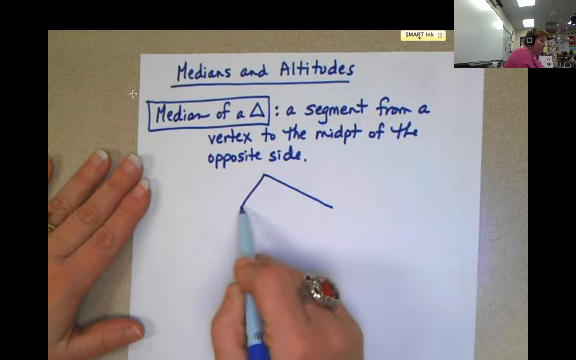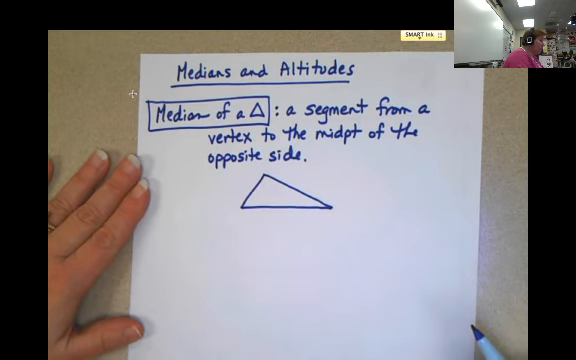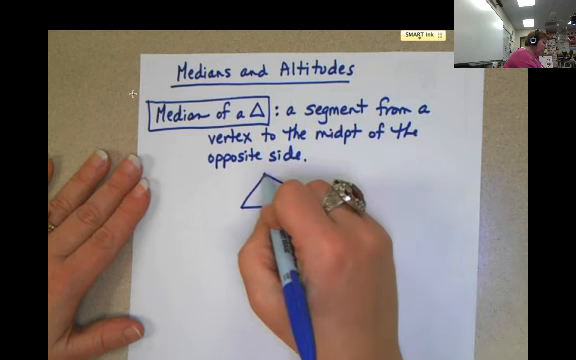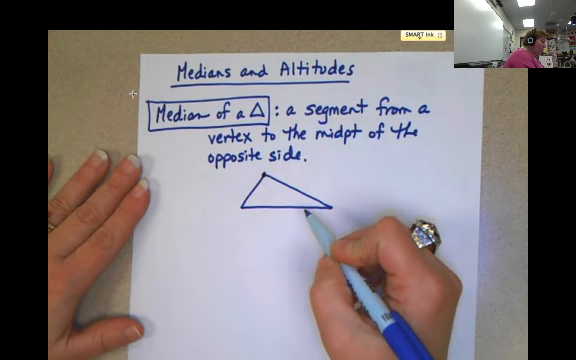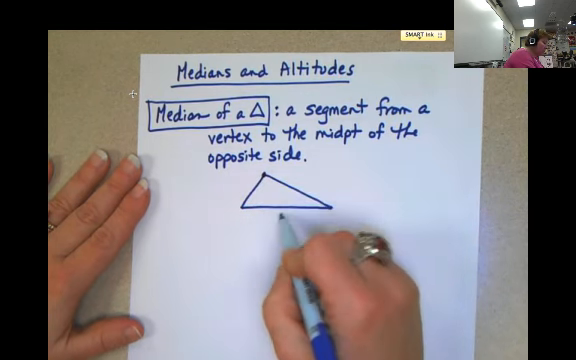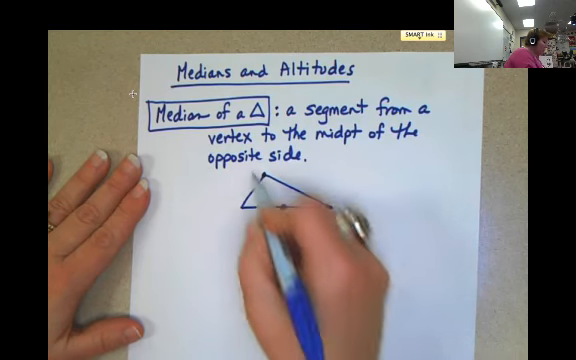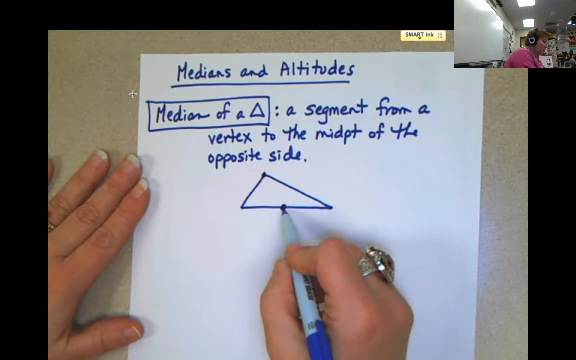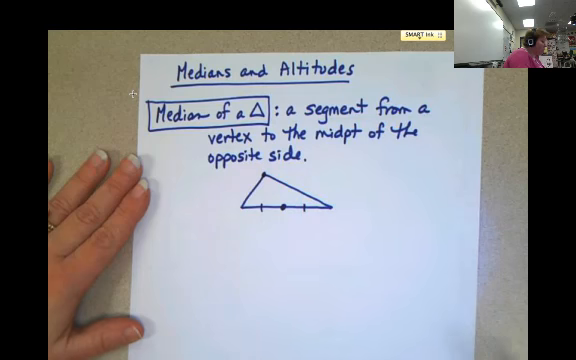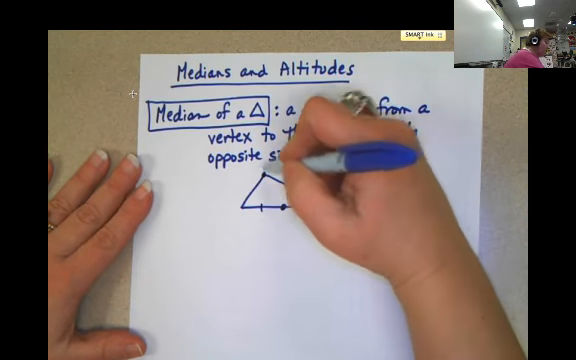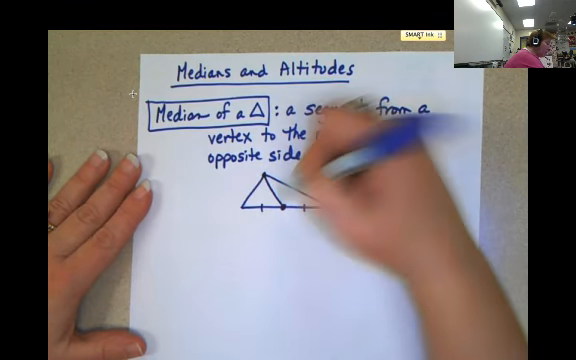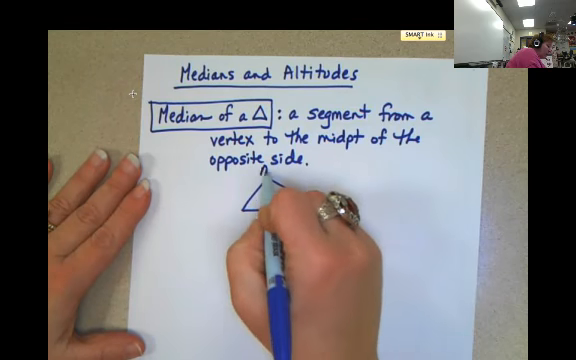So I'm going to draw just a plain old ordinary scalene triangle, and we're going to take any vertex. Let's say we start at this vertex, and we're going to connect that with a segment to the midpoint of the opposite side. So when I do it, I'm clearly visually going to try to put it in the middle, and of course I'm going to put in some tick marks to show that I want that to be exactly the middle.